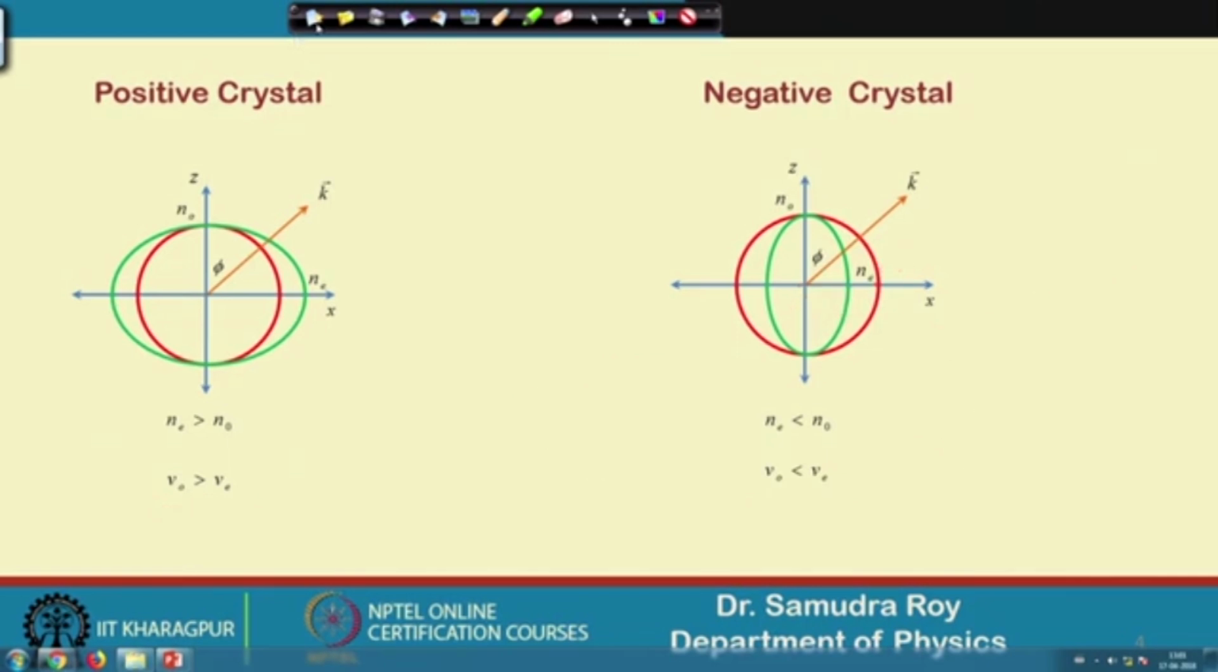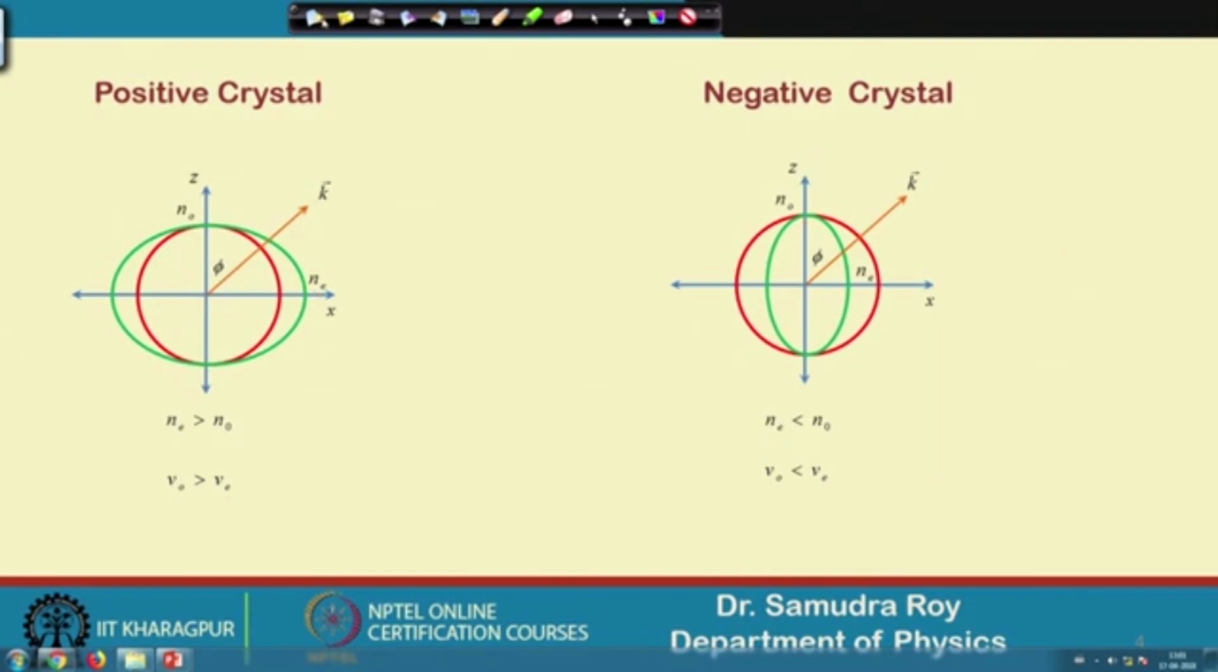So, in the positive crystal, the ellipse will be greater than the circle, because the refractive index nE is greater than nO, and in a negative crystal the refractive index nE is less than the refractive index nO. So, that means the ellipse will be entirely inside, it will never cross the circle. So, this is the feature of a negative crystal.